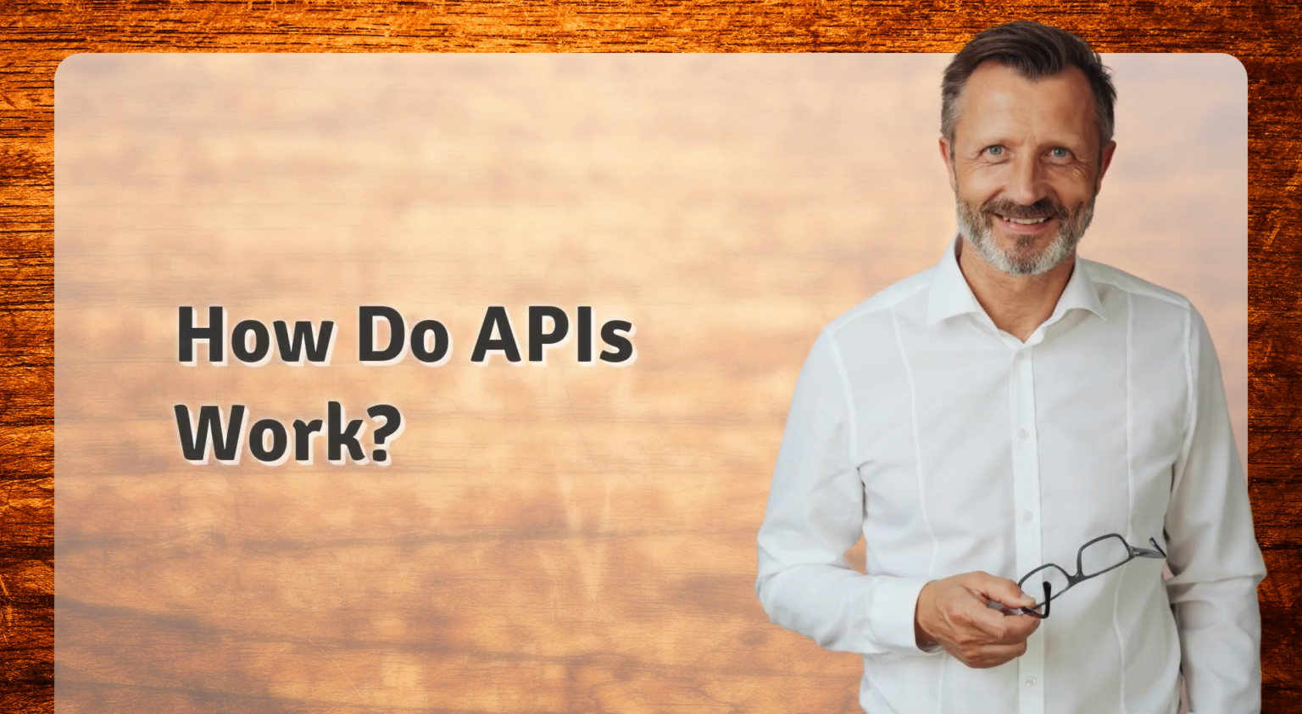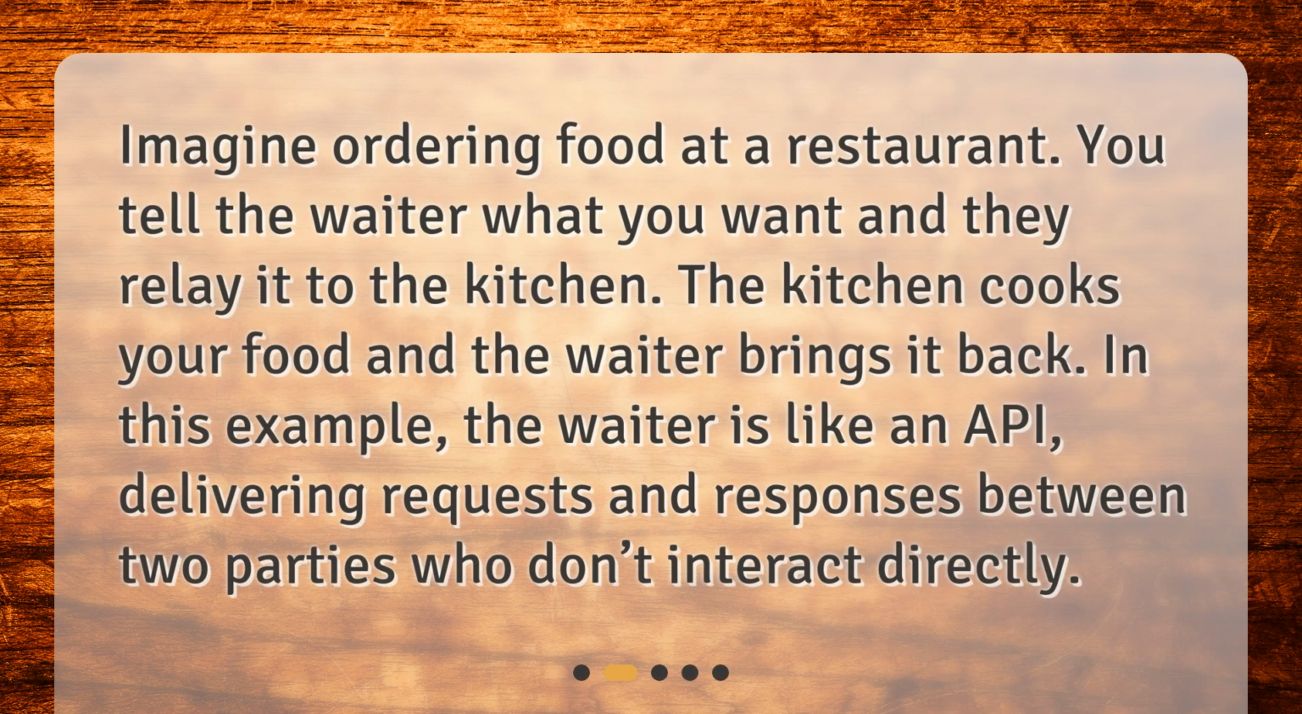How do APIs work? Imagine ordering food at a restaurant. You tell the waiter what you want, and they relay it to the kitchen. The kitchen cooks your food, and the waiter brings it back. In this example, the waiter is like an API, delivering requests and responses between two parties who don't interact directly.